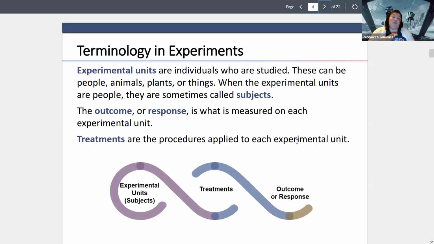Treatments are the procedures applied to each experimental unit. By treatments, it's usually what we give to somebody. It's the thing that we want to know how it works. So our treatments are usually what we are researching. Once again, if we wanted to see if a drug was going to lower blood sugar, that drug would be the treatment. What we're interested in is, what does that drug do?